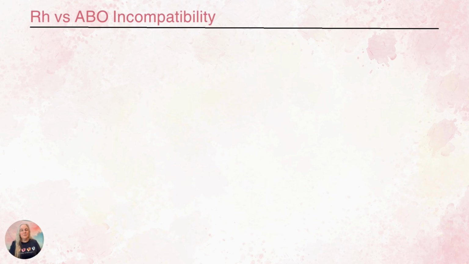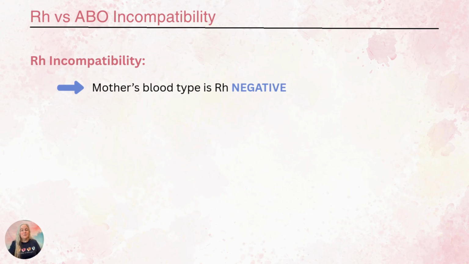When considering blood incompatibility in pregnancy, we're considering Rh incompatibility and ABO incompatibility. Rh incompatibility happens when the mother's blood type is Rh negative and the baby's blood type is Rh positive. With Rh incompatibility, it doesn't matter if the mother or the baby are A, B, or O. It only matters that the mother's Rh is negative and the baby's Rh is positive.